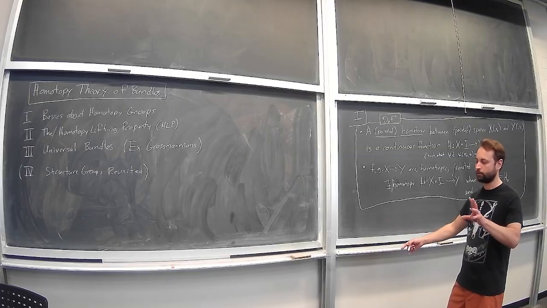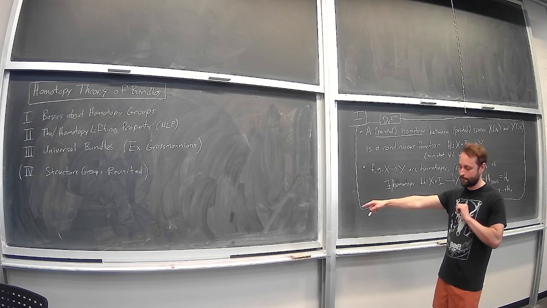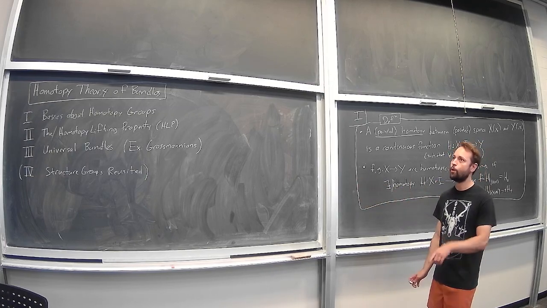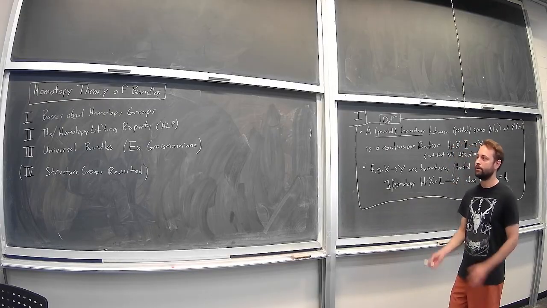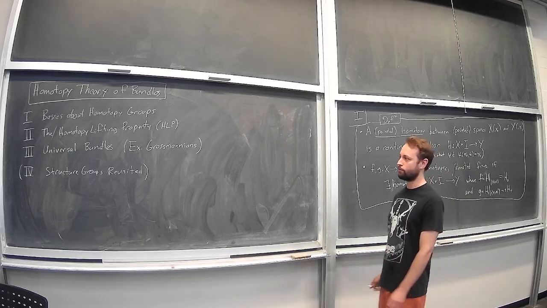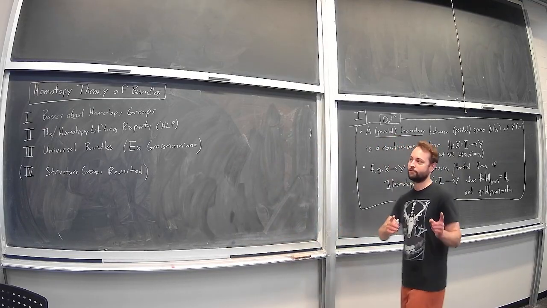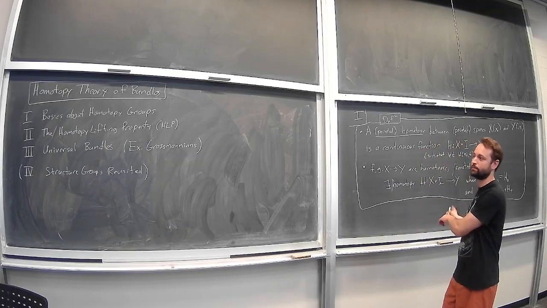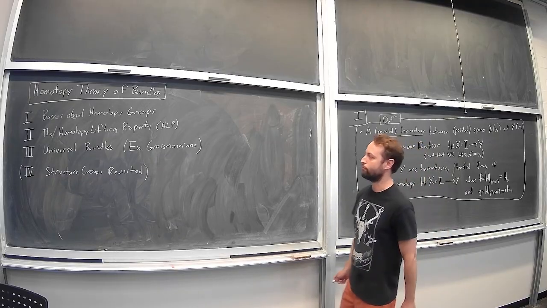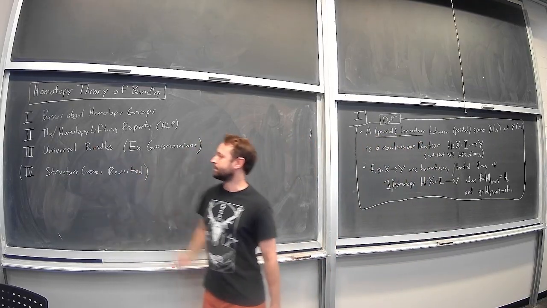So any bundle over a space X can be given as the pullback, which we'll talk about today, of the universal bundle over some classifying map. And the homotopy class of that classifying map distinguishes it from other isomorphism classes of bundles over X. So there's going to be a correspondence here between homotopy classes of maps from X to the classifying space and isomorphism classes of principal G bundles over X. That's going to be the main thing that I want to hit, because that's super, super important.